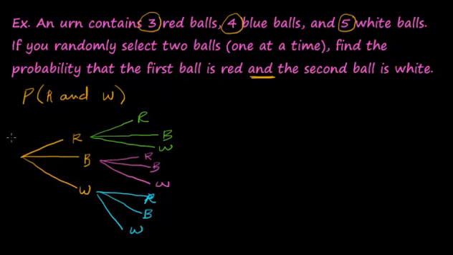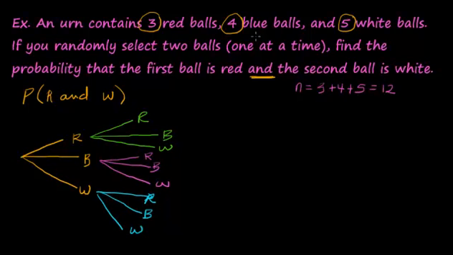Okay, let's assign probabilities to these branches. So, the probability you reach in and you get a red ball. What's the probability? Well, we need to know how many balls are in the urn, don't we, to understand what our probability is on that first selection. So the number in the sample space is 3 plus 4 plus 5, or 12.